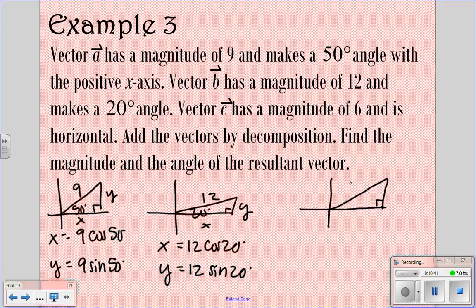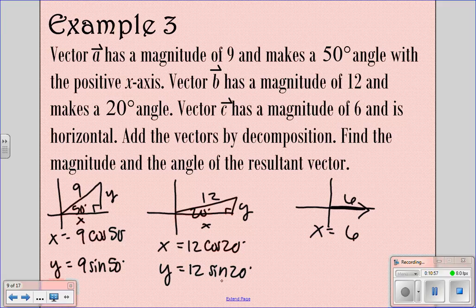Your vector C is going to have a magnitude of 6. Oh, I didn't draw it correctly. It's horizontal. So that means that it just went this direction. And so its x value is just 6 because it was only horizontal.